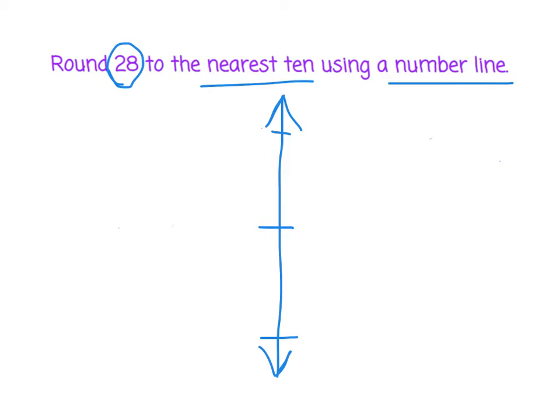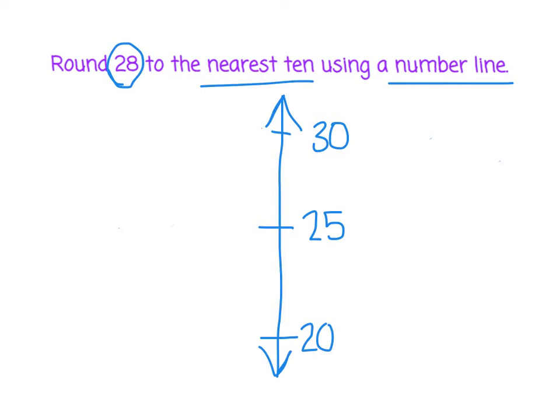Next I need to think about how many tens are in the number 28. There are 2 tens, so I'm going to write 20 at the bottom. Next I need to think about what would one more group of 10 be? That would give me 30, so I'm going to write that at the top. Now I need to think about what number is halfway between 20 and 30. That is 25. I'm going to write that in the middle.